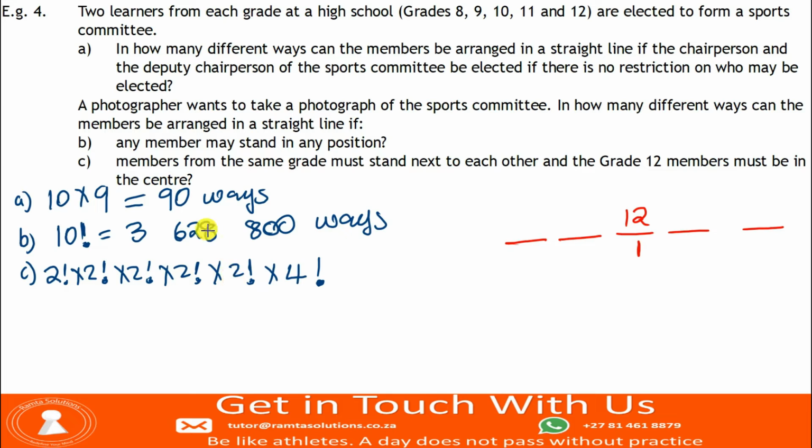Now our answer is, let me see, this is 2 times 2 times 2 times 2 times 2, so 2 to the 5. This is 32 times 4 factorial, which is 24. So our answer is 768 ways in which members from the same grade can stand next to each other and the grade 12 members are in the center. So this is 768 ways. Right, happy? Perfect. All right, moving on.